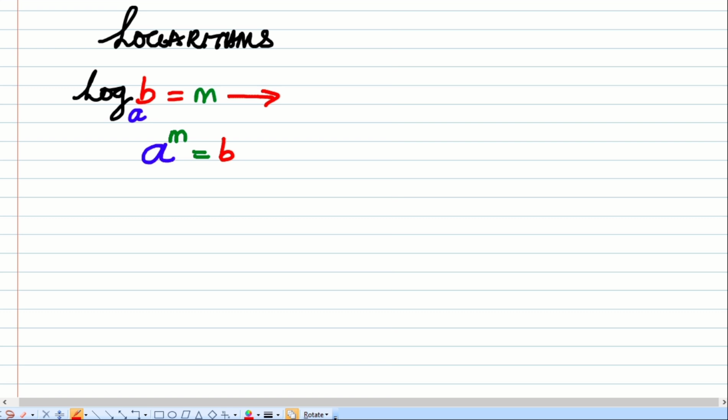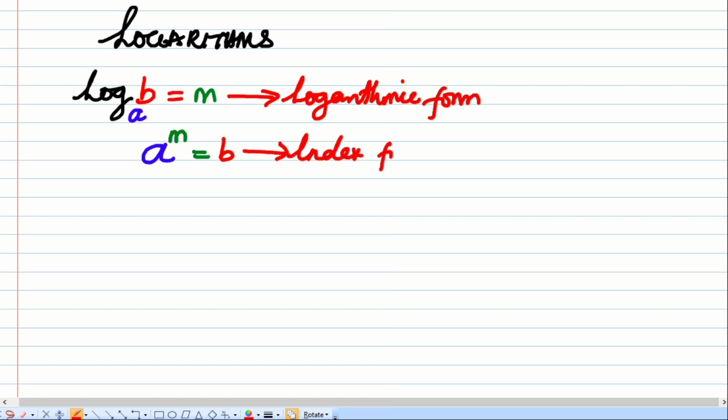So this first equation is what we call the logarithmic form, while this one is the index form. So logarithms are the opposite of indices. When we say log base a of b equal to m, we're asking what must a be raised to in order to give b. So this is the indices form. We're saying a raised to the power m is b.